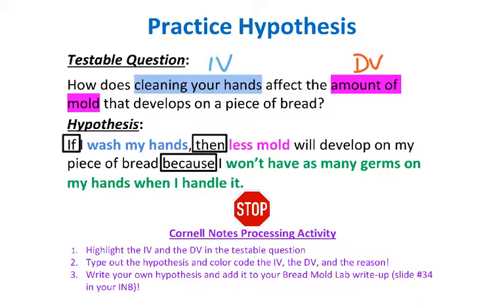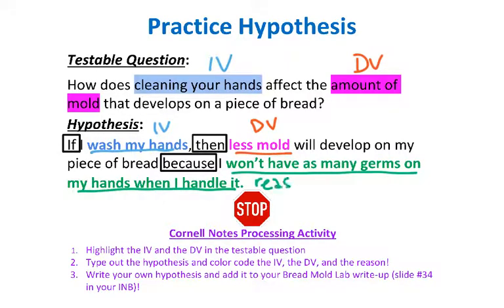So now we're going to use this independent variable and this dependent variable to write a prediction, to write a hypothesis. If I wash my hands, that's my independent variable, then less mold, that's my dependent variable, will develop on my piece of bread, because, and then my reason is, I won't have as many germs on my hands when I handle the bread. That's my reason.